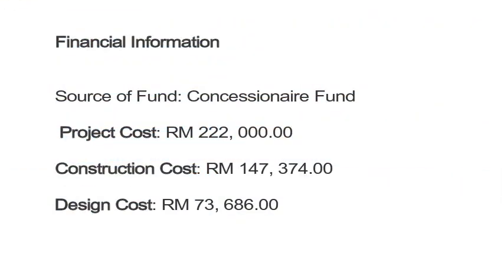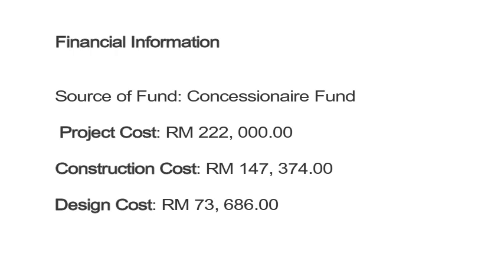Project general information for the client details. The name of the concessionaire is Jaringan Kampung Raya Tanah Dekat Pus Simpol. The client is from the village of Pusgalang, Musang, Kelantan, and the ministry involved is the Ministry of Education. For the financial information, the source of fund is from the concessionaire fund, and the total cost is around 222,000 ringgit.